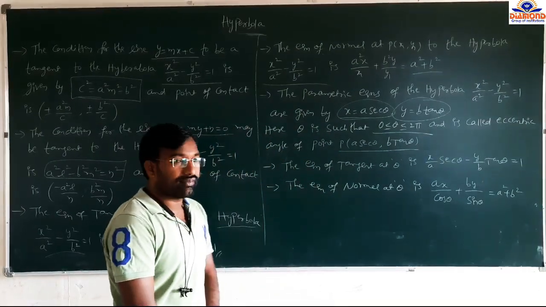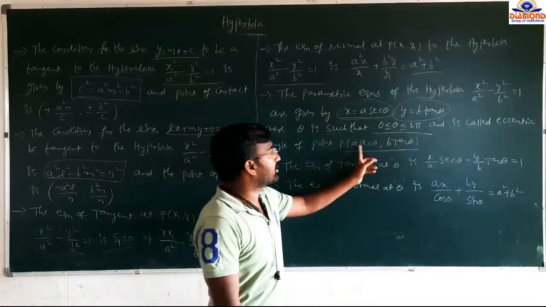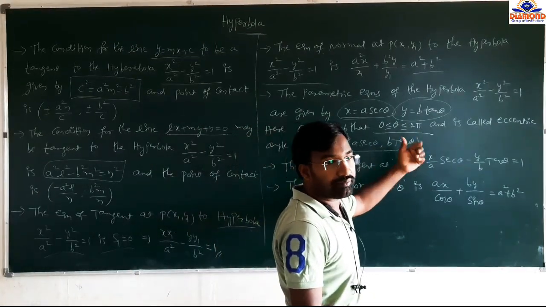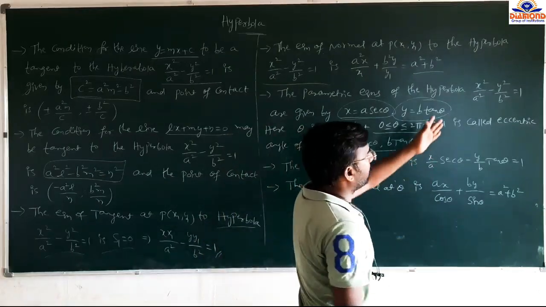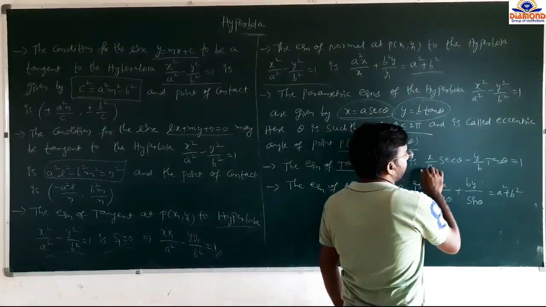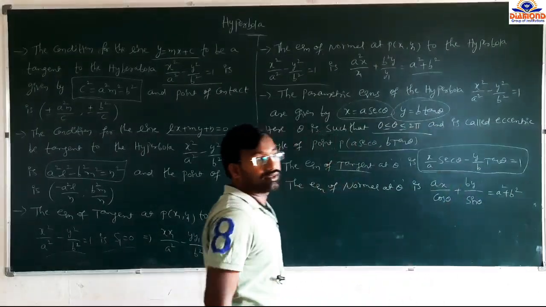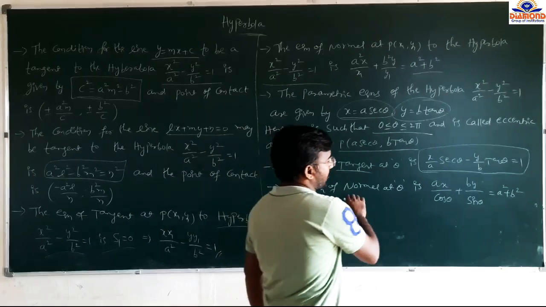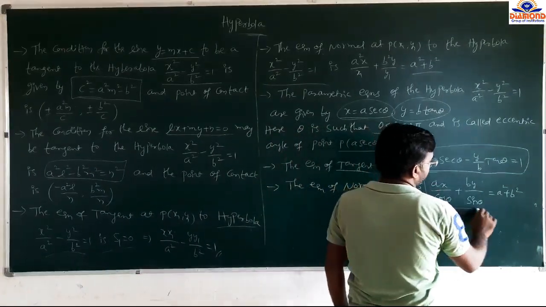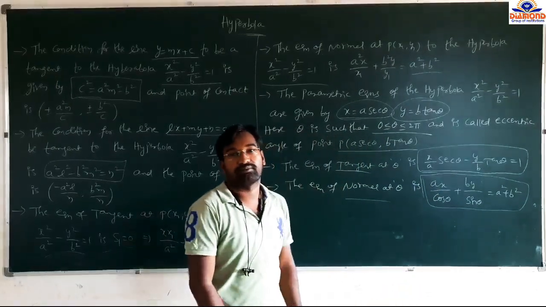Next, the equation of the tangent at theta, meaning P a secant theta comma b tan theta, in the parametric form. The equation of the tangent to the hyperbola is x by a secant theta minus y by b tan theta equal to 1. This is in parametric form. In the parametric form, the equation of the normal is a x by secant theta plus b y by tan theta equal to a square plus b square.